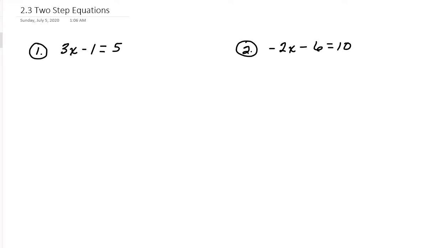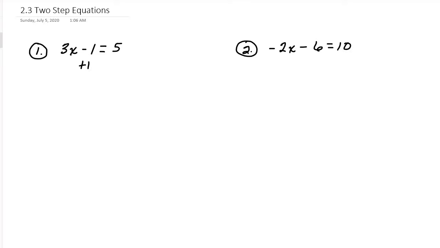Okay, problem number 1, 3x minus 1 equals 5. There's two things being done over here on the left-hand side of the equation. I've got the operation of multiplying by 3, and I also have the operation of subtracting 1. So I have to undo both of those. And the first thing I want to do is to get rid of that minus 1. We are working on order of operations backwards and in the opposite order.